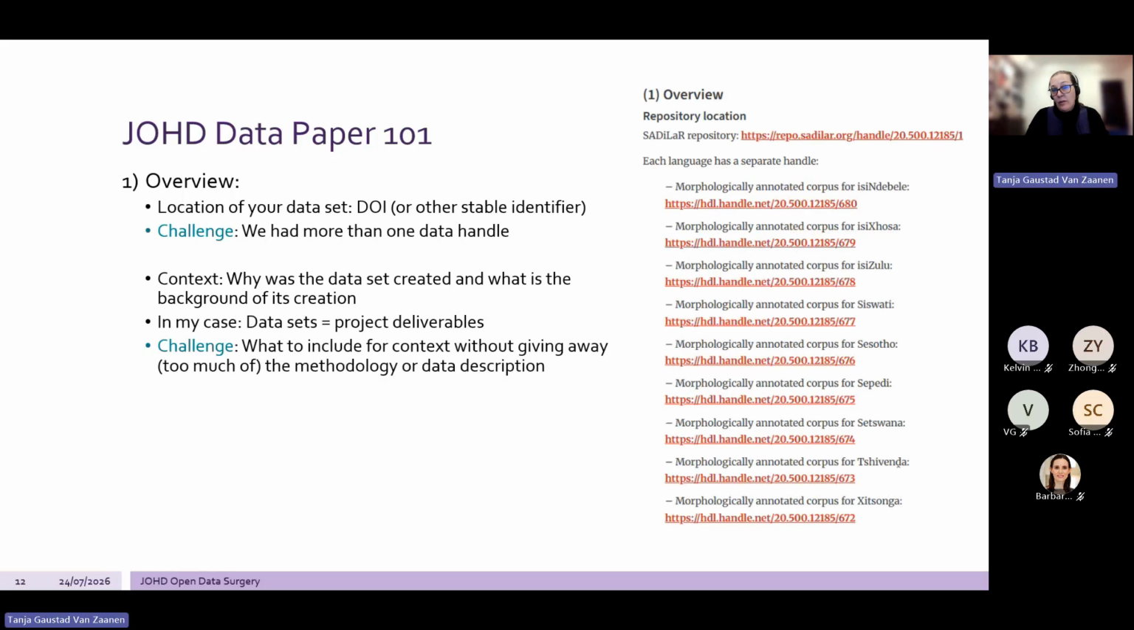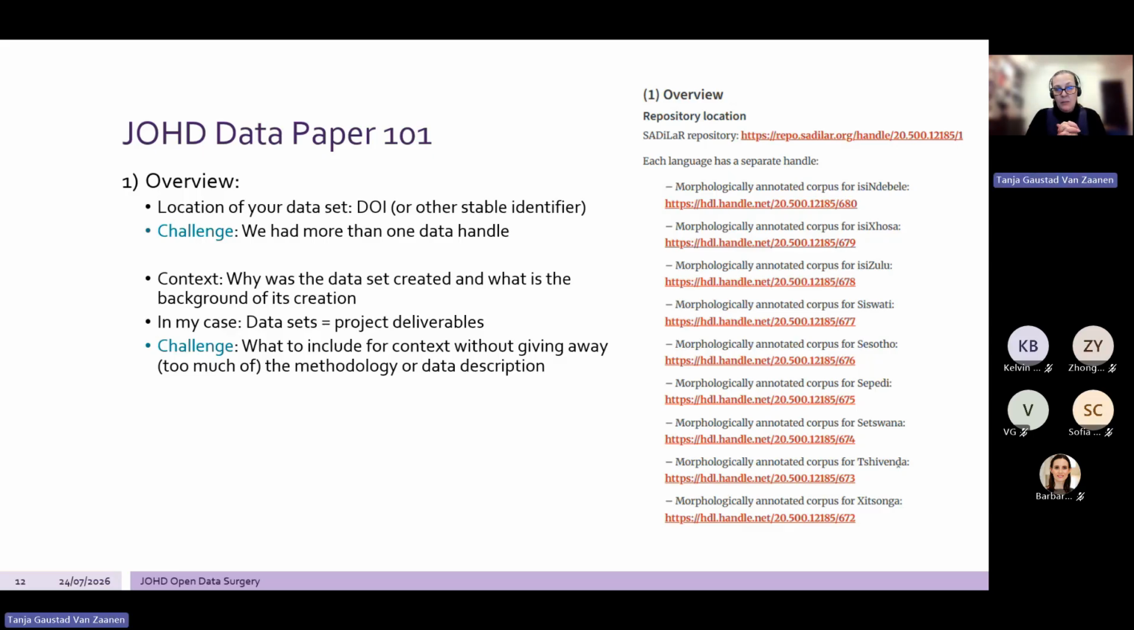So one of the challenges we had, I remember, for our data set was that we actually had more than one handle because we had more than one language, and each language had its own data handle. So on the right, you see what our solution was. We just listed them, but that was something we had to think about because it's not quite the standard way. Most people just have the one.